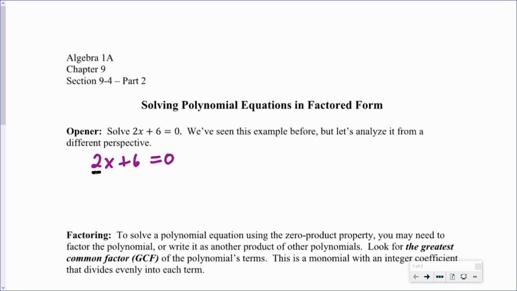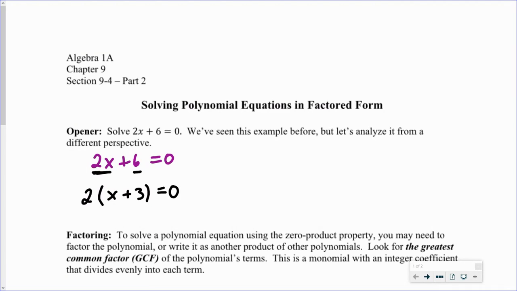If we look at the coefficient of x, it's 2, and the constant term is equal to 6. So 2 and 6 share a common factor. What I'm going to do is use the distributive property in the opposite way that we typically use it. The common factor shared between 2 and 6 is 2, so I'm going to write that outside a set of parentheses. 2x divided by 2 is x, and positive 6 divided by 2 is positive 3. So we end up with this equation right here.